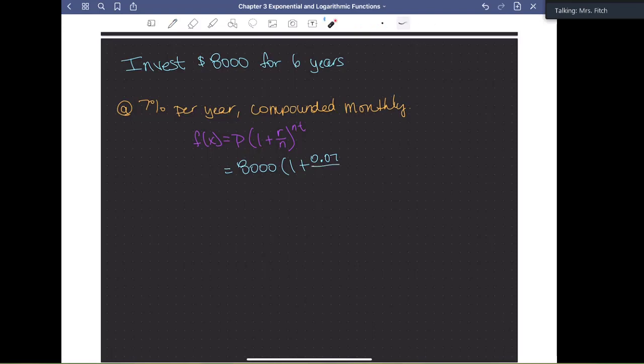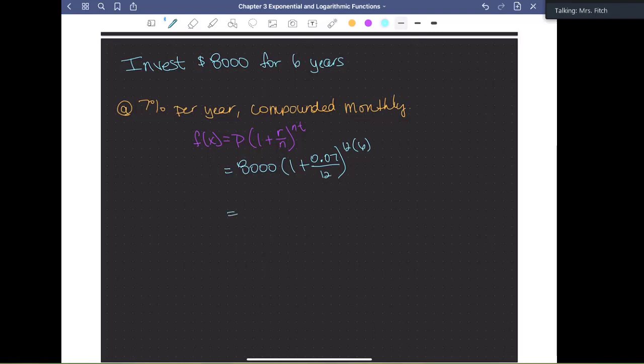Divided by n. N is how many times a year they're going to give us interest, and they're paying us monthly. How many months are in a year? 12. Raised to the n, or 12, times our t, which is our time. How long did we invest it for? 6 years.